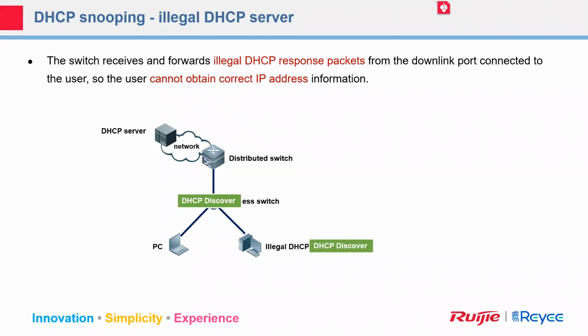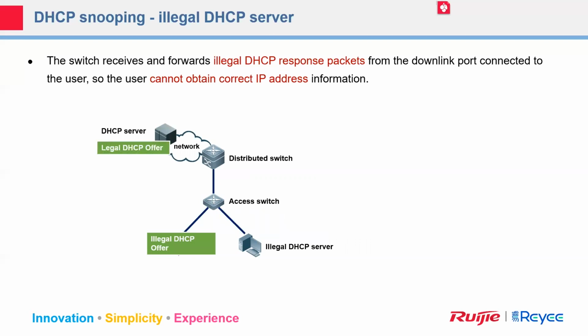It also will copy it and send it to the core switch, and finally the core switch will send it to the DHCP server. Then the server will give a reply. The illegal DHCP server will also give you a reply. This is an offer. That means I tell you I have the DHCP pool, and I can help you to assign an IP address. Then this packet will be sent to the PC. Of course, in this scenario, the legal DHCP server also will give a reply with an offer.